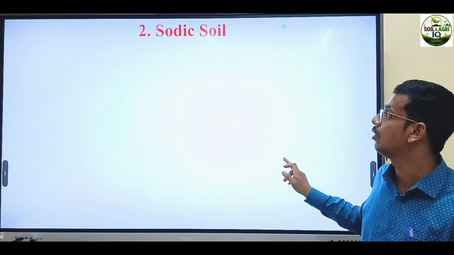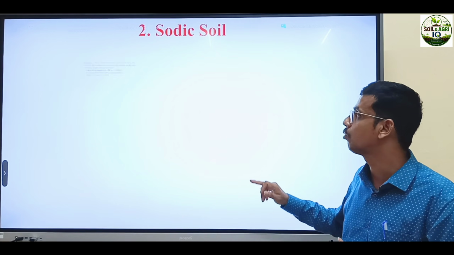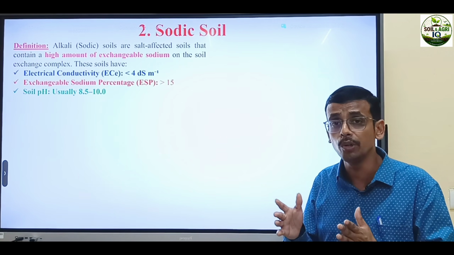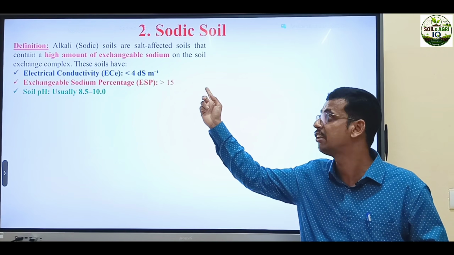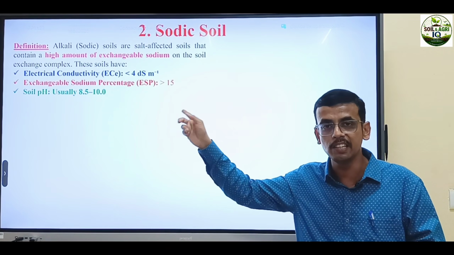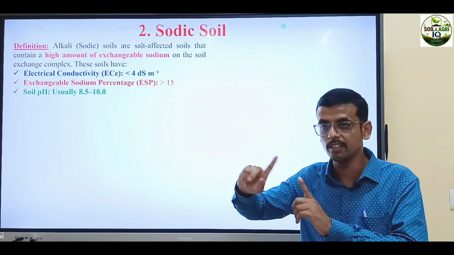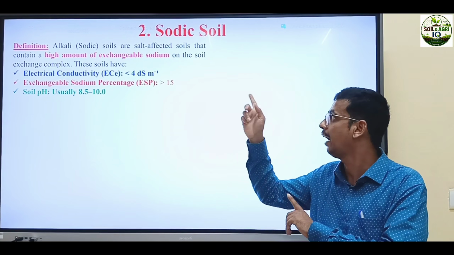Then coming to the second one, sodic soil. See what is sodic soil. These are also salt affected soils which contain an appreciable amount of sodium in the exchange complex, and ECe is less than 4. This is the contrast between saline and sodic soil.